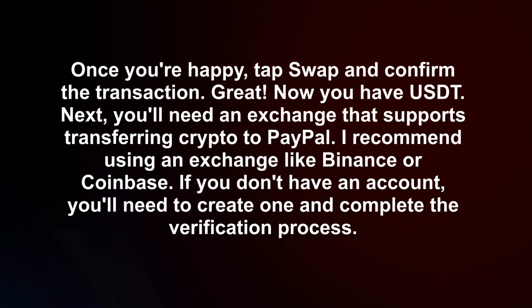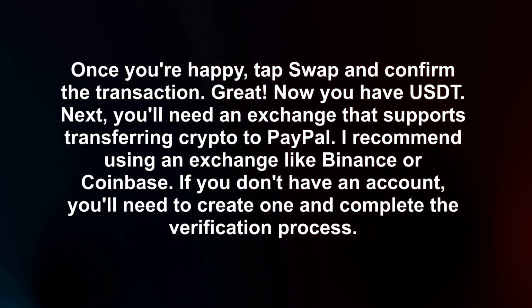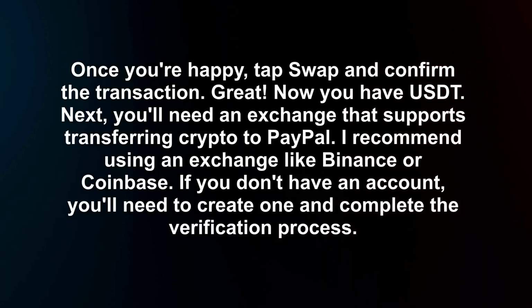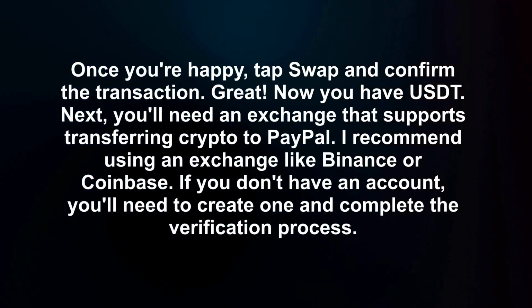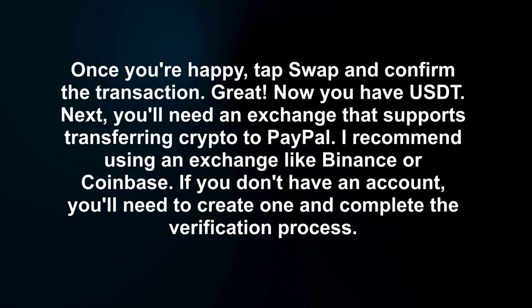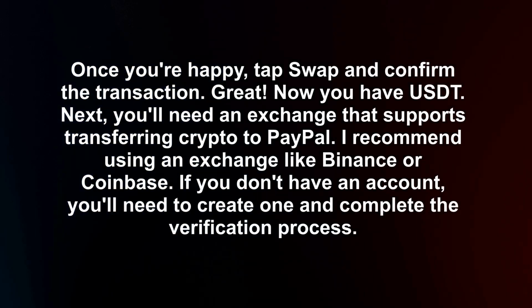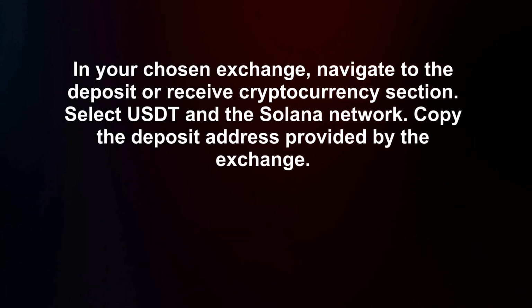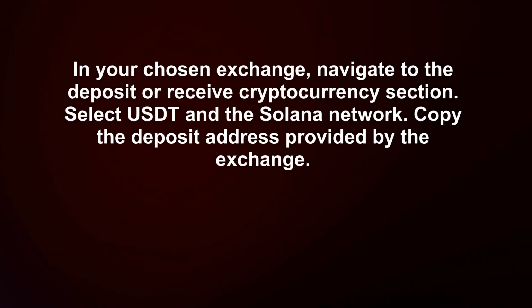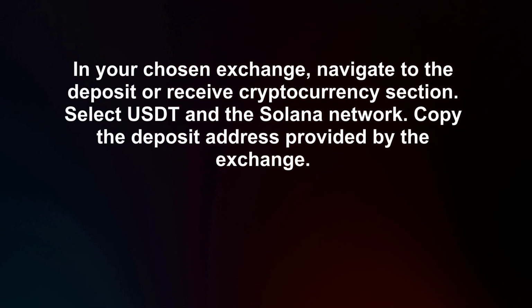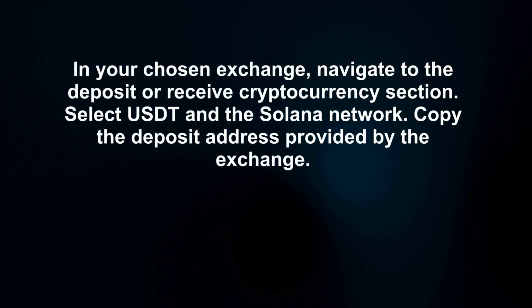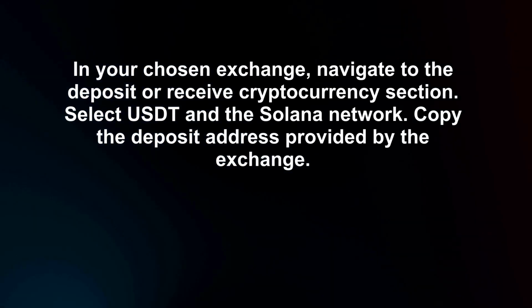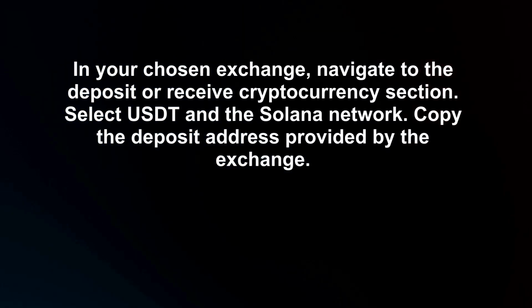Next, you'll need an exchange that supports transferring crypto to PayPal. I recommend using an exchange like Binance or Coinbase. If you don't have an account, you'll need to create one and complete the verification process. In your chosen exchange, navigate to the Deposit or Receive Cryptocurrency section. Select USDT and the Solana network. Copy the deposit address provided by the exchange.